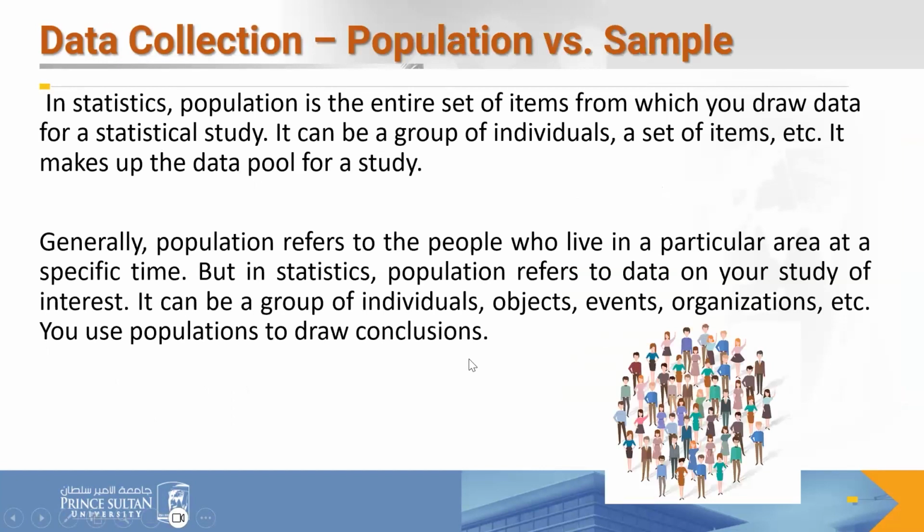Once you've chosen your method, now it's time to do data collection. And in quantitative research, it's very important to differentiate between your population and your sample. Generally, the word population refers to the people who live in a particular area at a specific time. But in statistics, population refers to data on your study of interest. It can be a group of individuals, objects, events, or organizations. So we use population to draw conclusions.